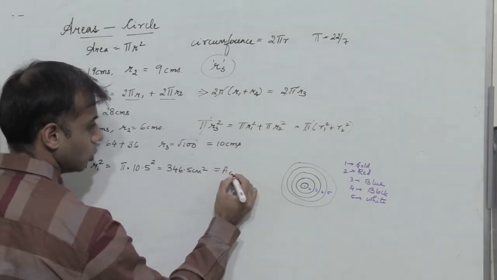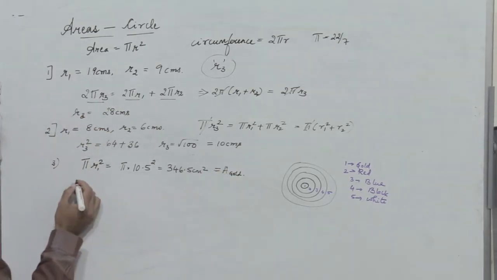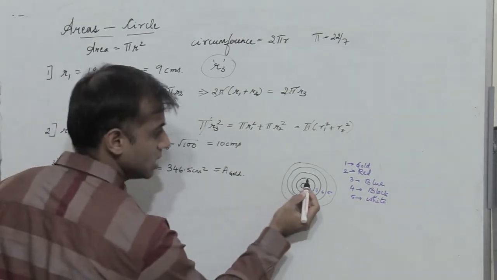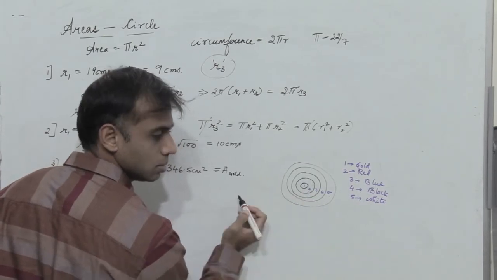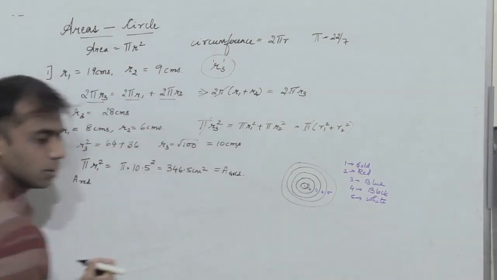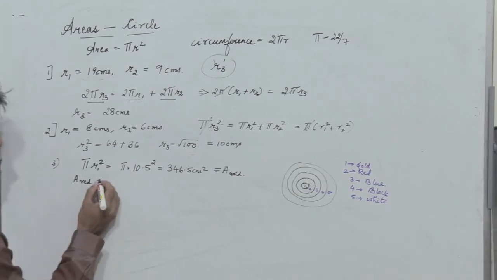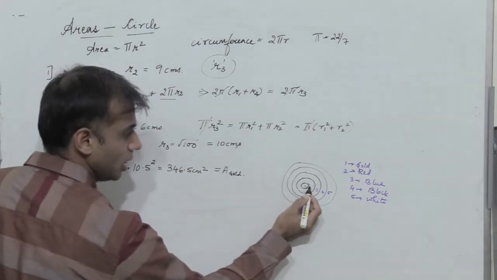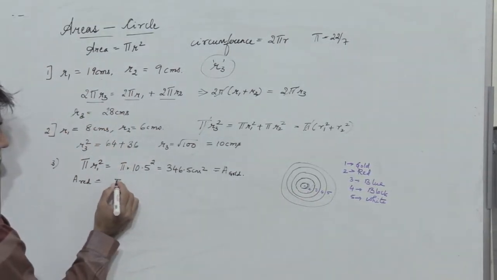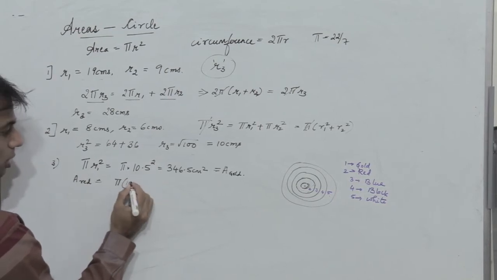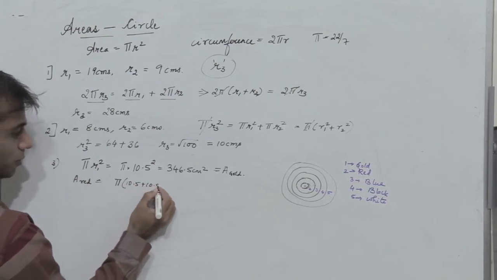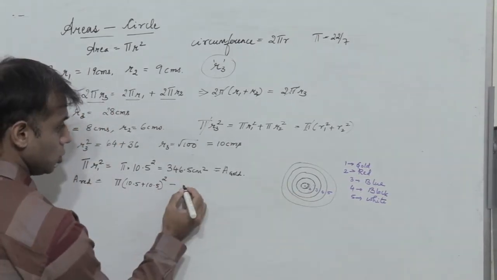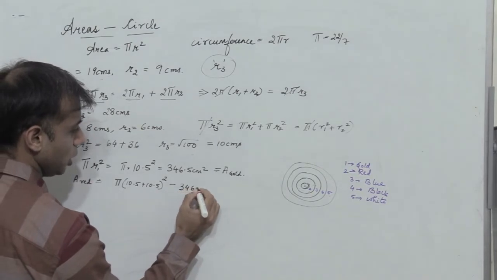So area of gold. So now I want the area of red. Now the area of red is the entire region minus the area of gold. So the area of the entire region here, from here to here, the radius is 10.5 plus 10.5, isn't it? So it is going to be pi into 10.5 plus 10.5 the whole square minus the area of the gold region, which is 346.5.